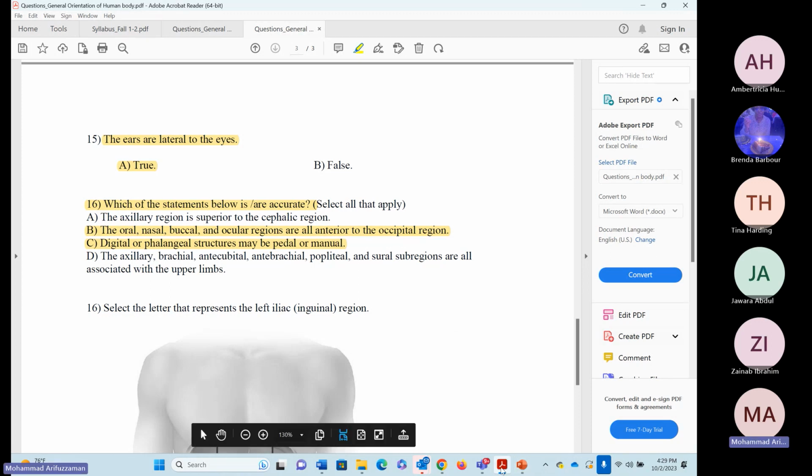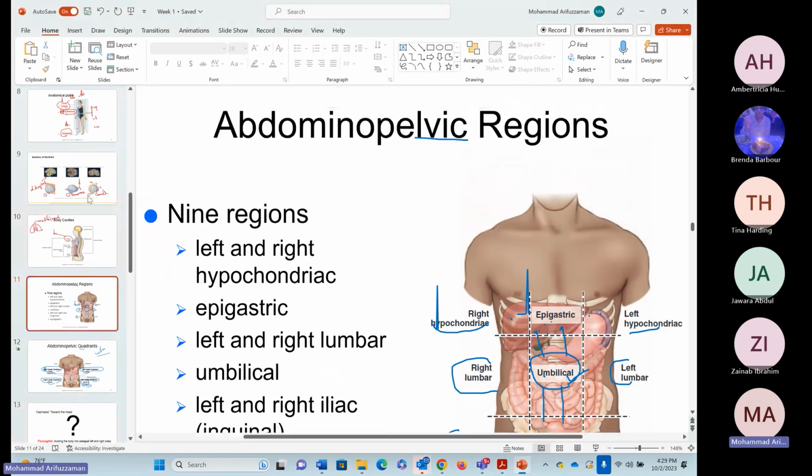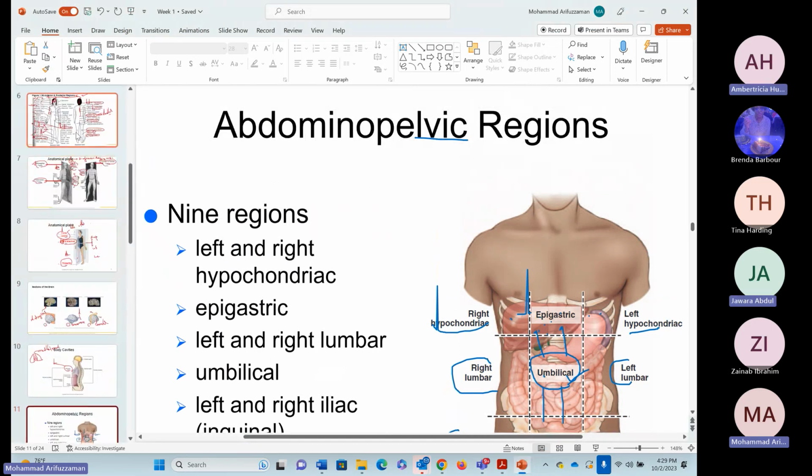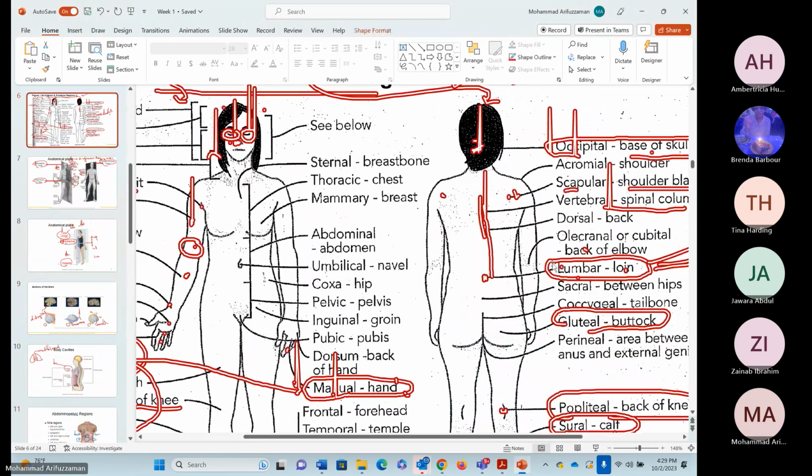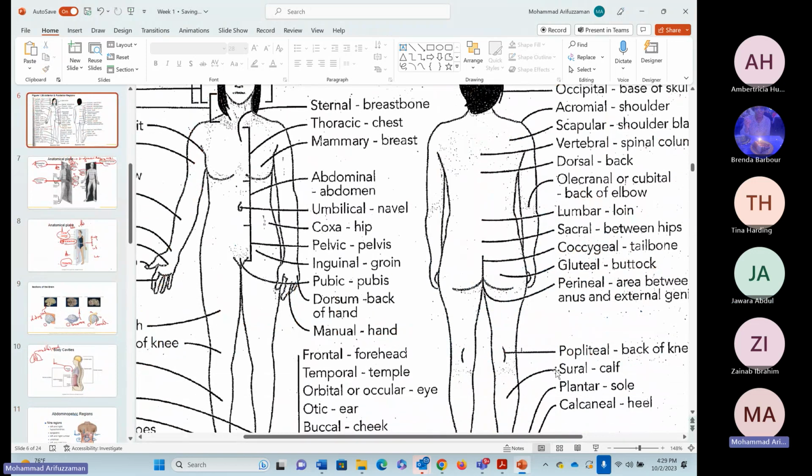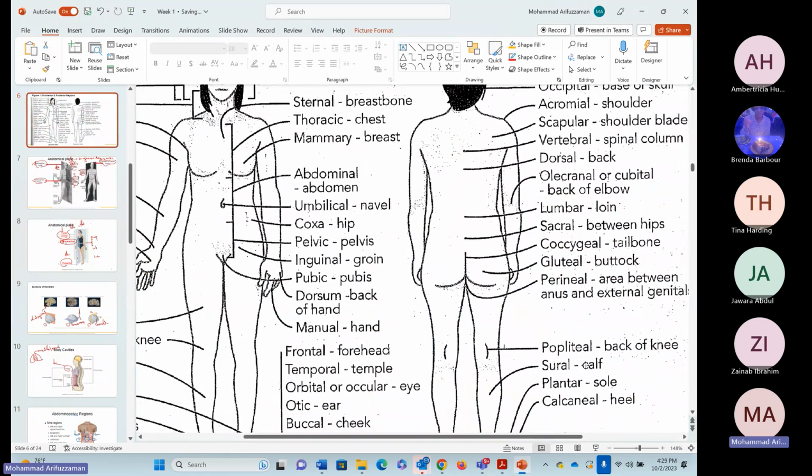What is sural? Calf, correct. Good. You can see here the description. The sural means the calf. This is the sural. Good, appreciated.